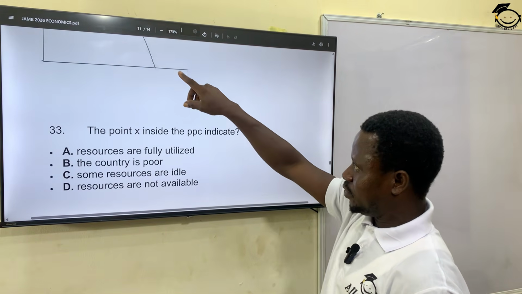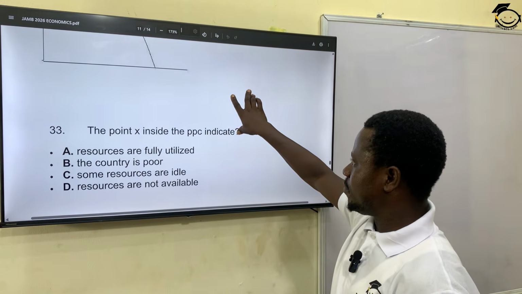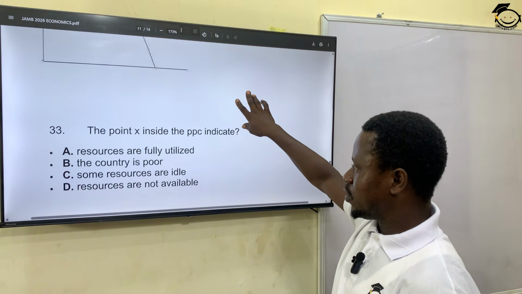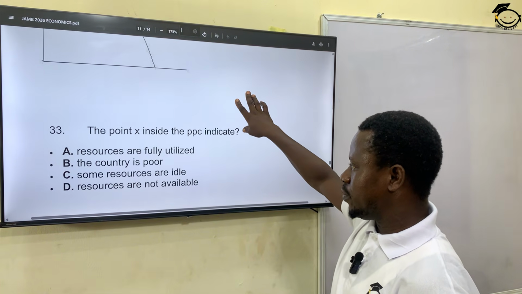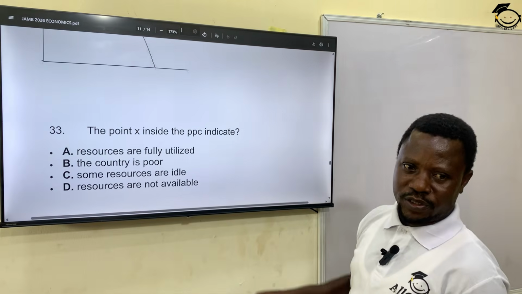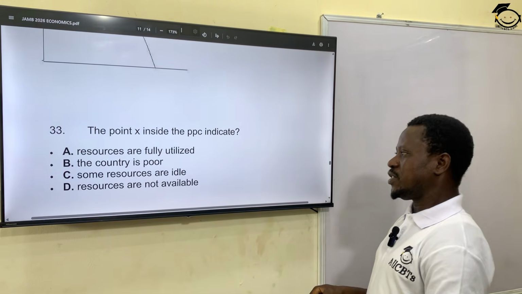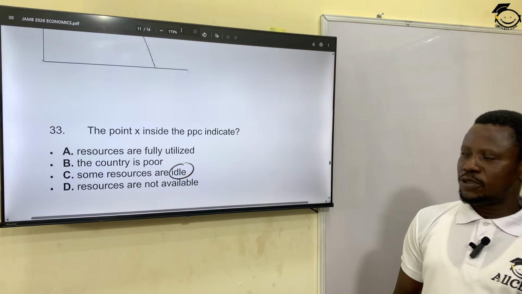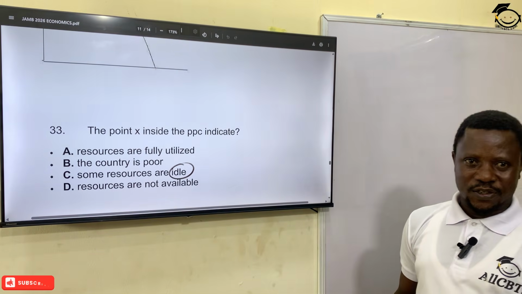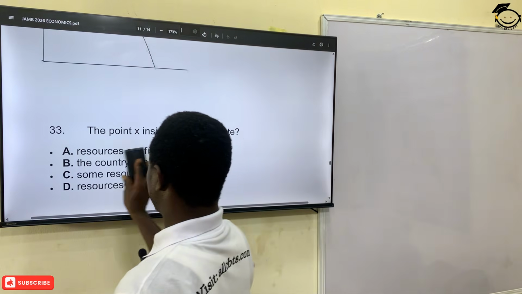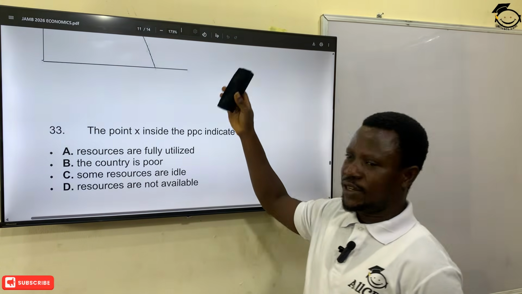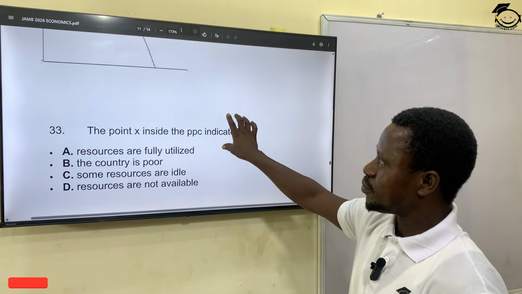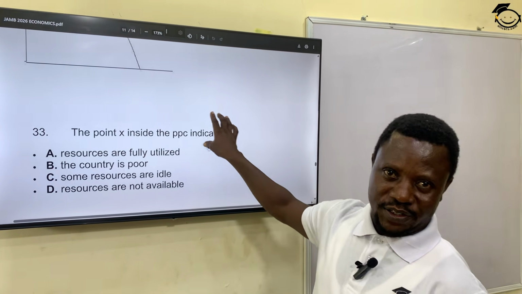The point X, as you see on that screen, inside the PPC indicates what? The resources are fully utilized, the country is poor, some resources are idle, resources are not available. They are available, but they are not fully utilized. When something is not utilized, it means it has been idling away. So the correct option there is C. Some resources are idling, while others are fully engaged. Some are idling away.